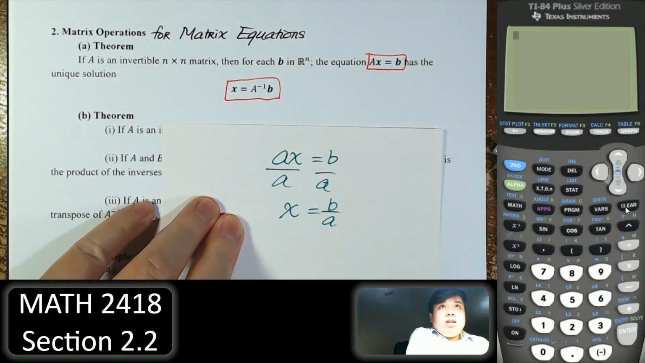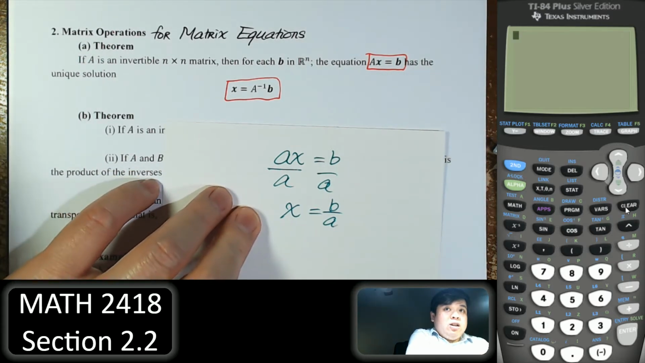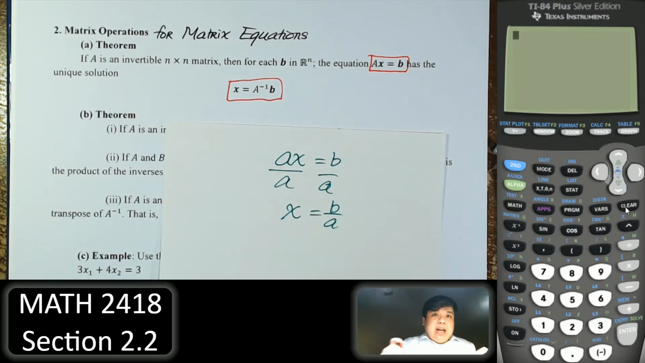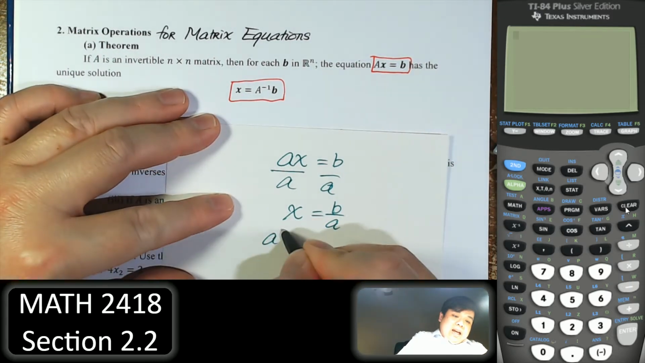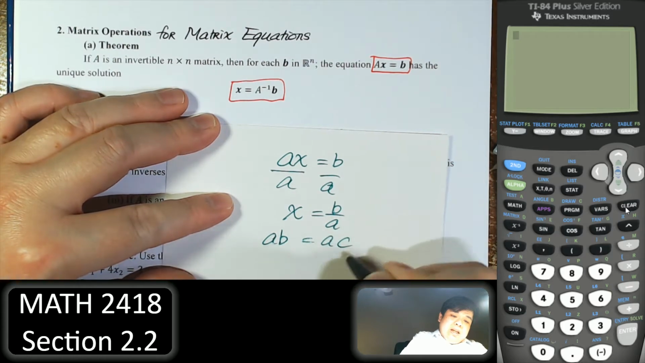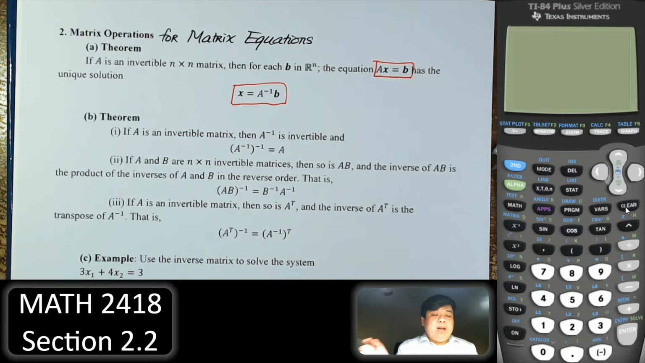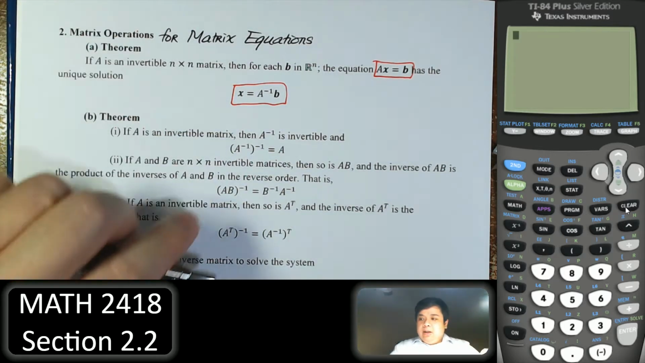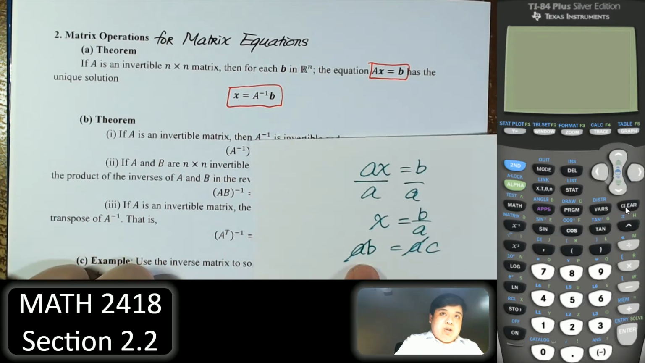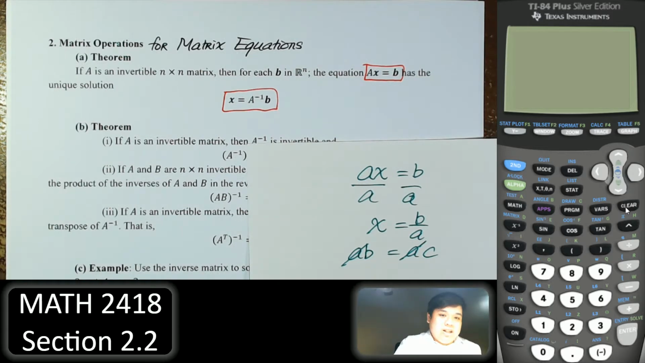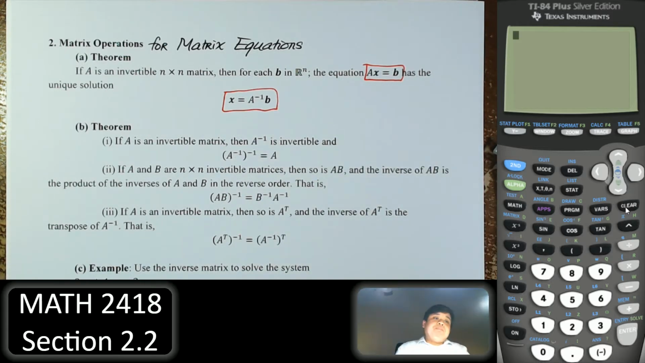The problem with this is that in matrices, there's no division. There's only multiplication, and there's no cancellation law. We cannot say AB is equal to AC and just cancel on both sides like this. In matrices, we cannot do that. Of course, in numbers, if A equals 0, it doesn't work, because simply we cannot divide by A.